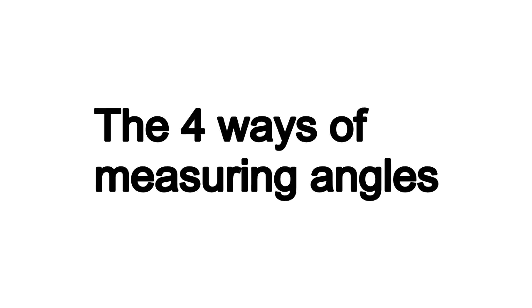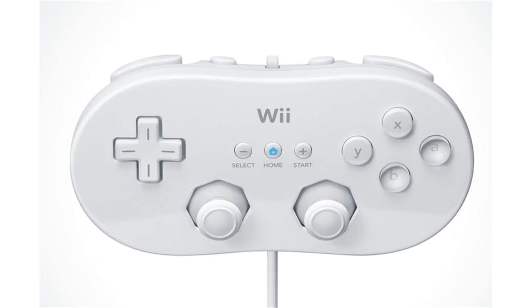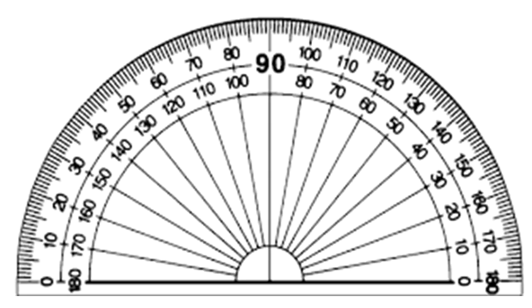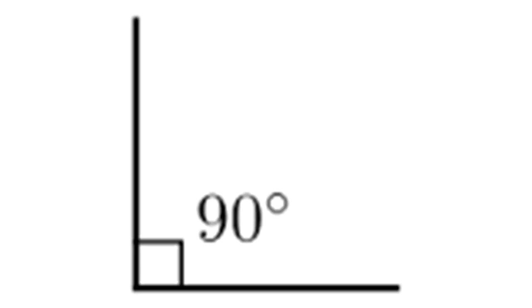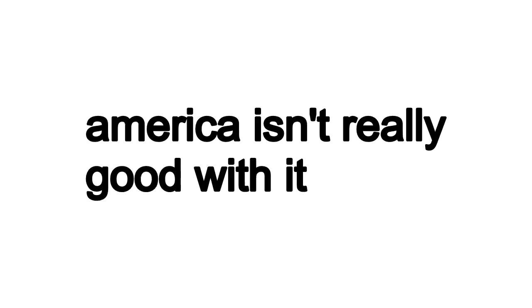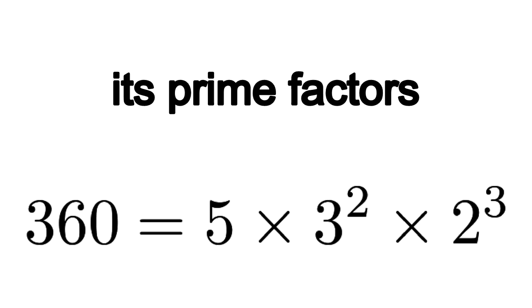The 4 ways of measuring angles. Number 1. Degrees. The classic. You probably know it. 180 degrees in a line, 360 in a turn, 90 in a right angle. It's tradition. The good side of it is that you won't have to incorporate a new system. Also, it has a whopping 24 factors, which is really good for dividing anything.